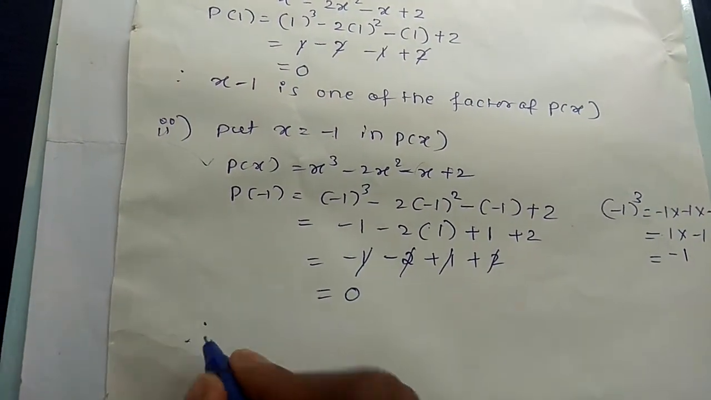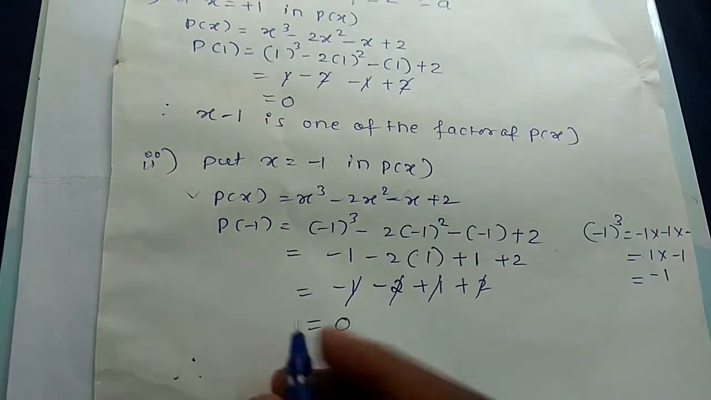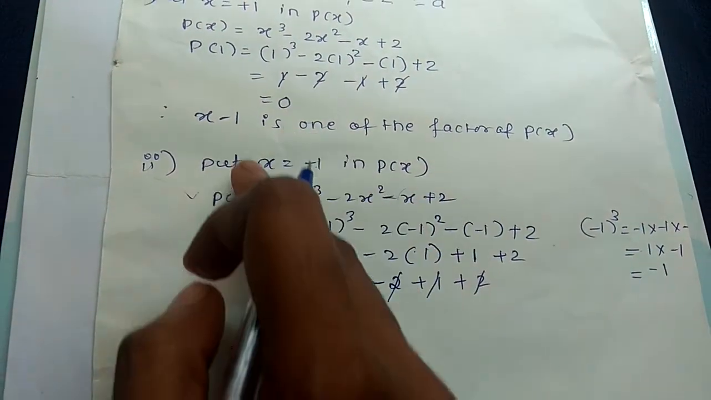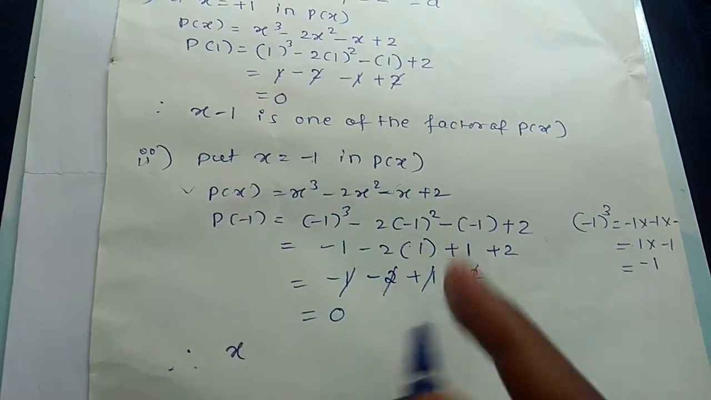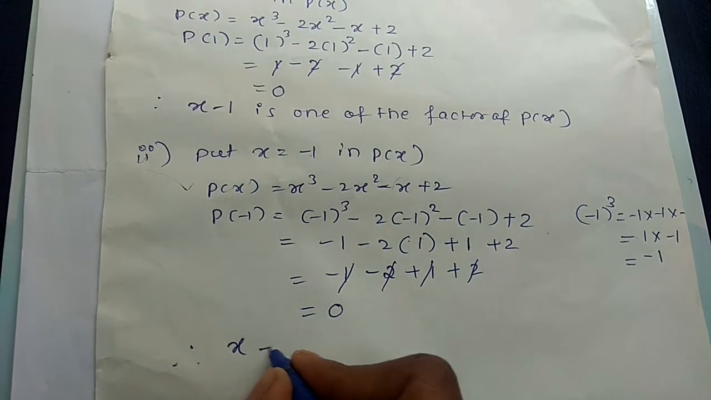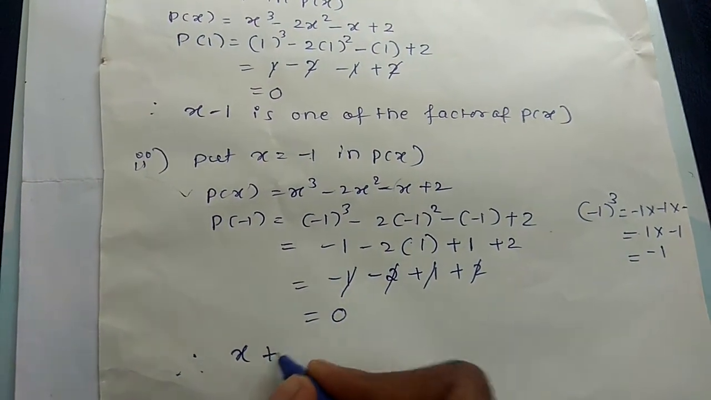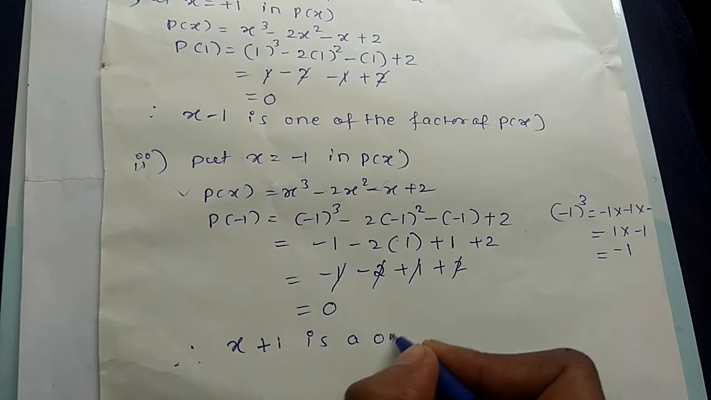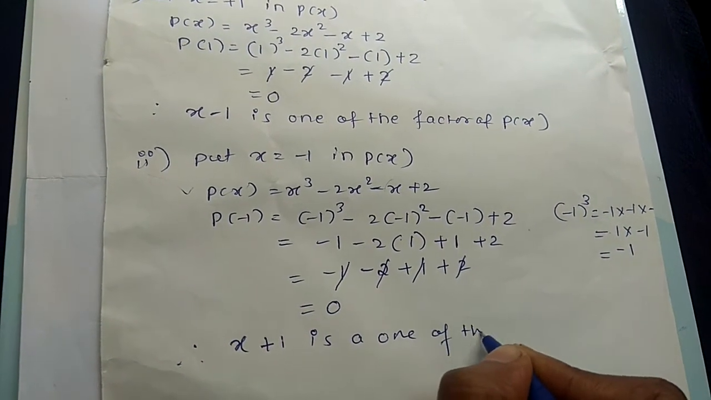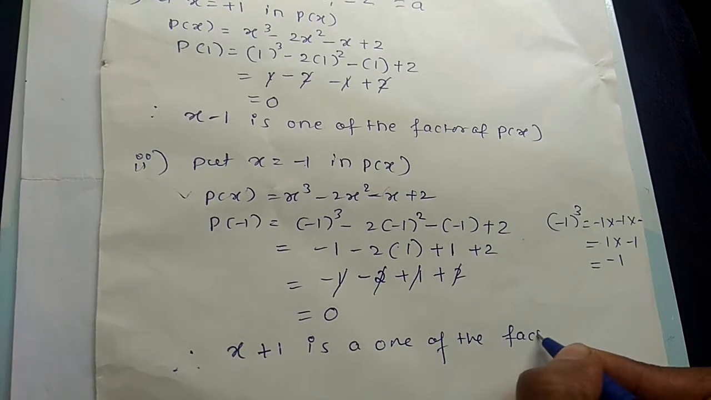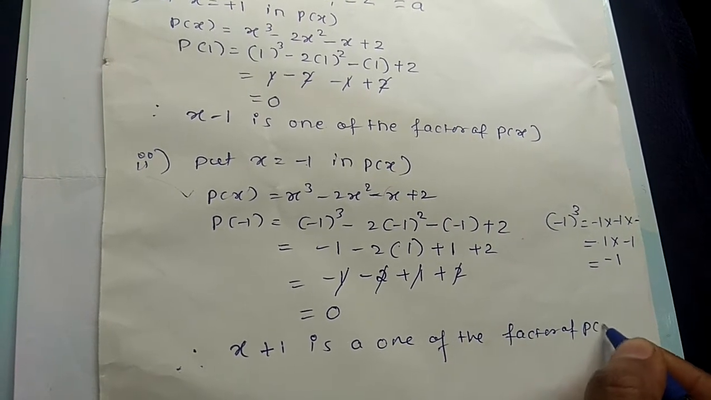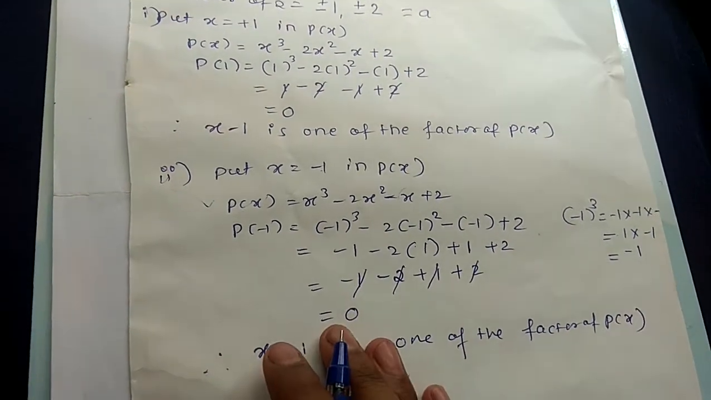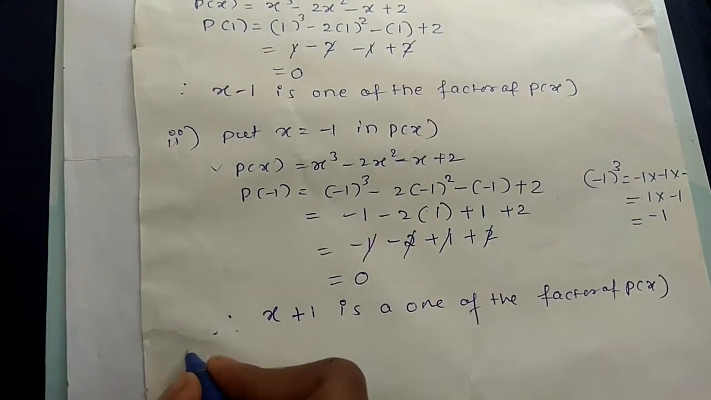It means what? We have taken x equals to minus 1. So x, this 1 will go that side to make this as factor. So this will be what? Plus 1 is one of the factor of P of x. So you got two factors, you have to search for third factor.